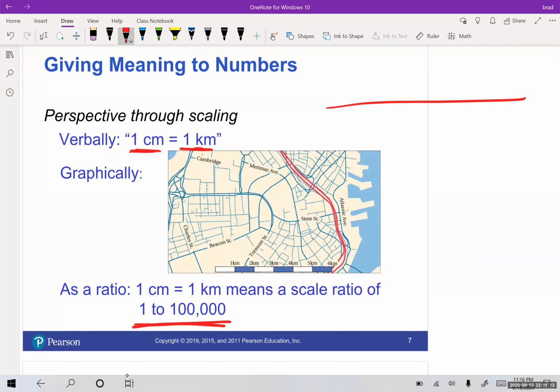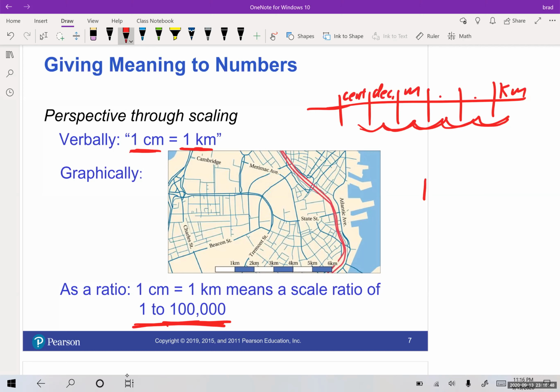Right. So km is here. So 1, 2, 3. So here's meters, and here's decimeters, and then here's centimeters. So we had to go from 1, 2, 3, 4, 5. So we had to go 5. So that's how they got 100,000, because this means the scale ratio is 1 to 100,000, because we had to go 1, 2, 3, 4, 5 to get to kilometers.